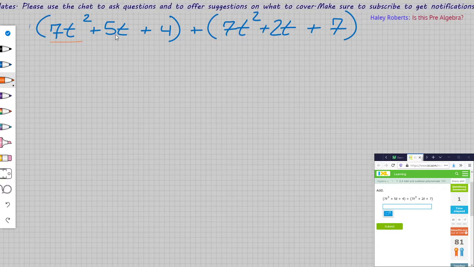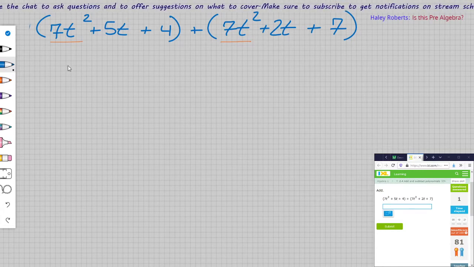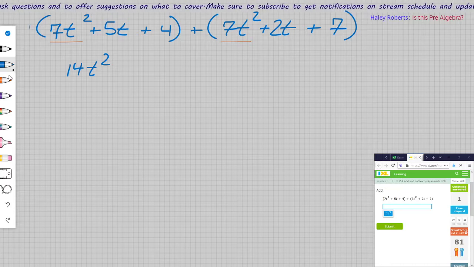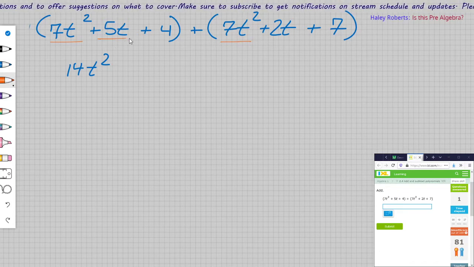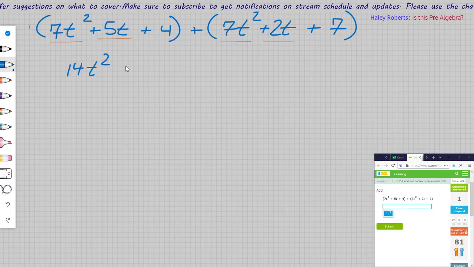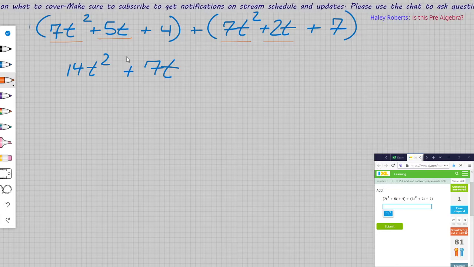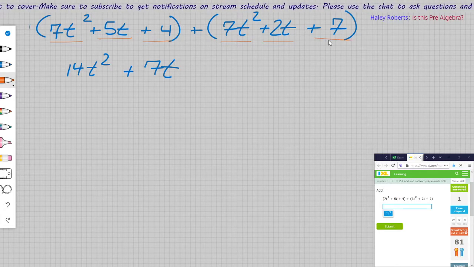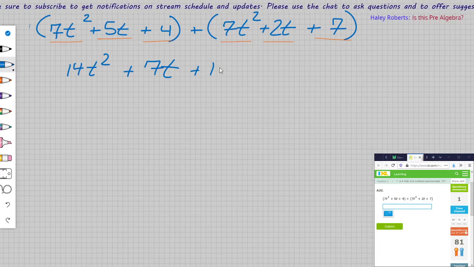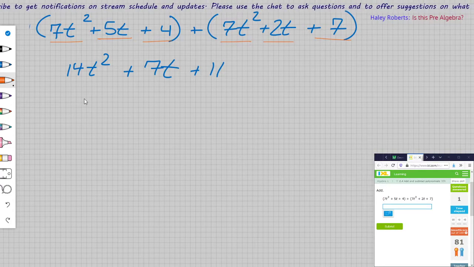So you have 7t squared, 7t squared, we're adding them, so that's going to make 14t squared. We have positive 5t, positive 2t, so if we add those two together, we're going to get 7t. And then the last thing, we have positive 4, positive 7, so if we add those together, we're going to get positive 11.